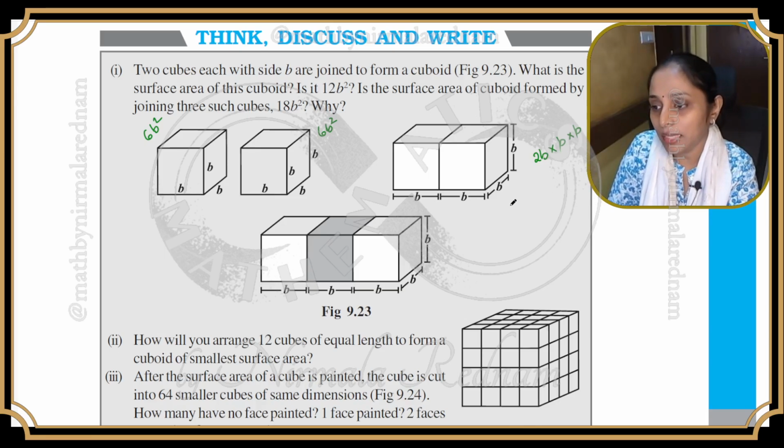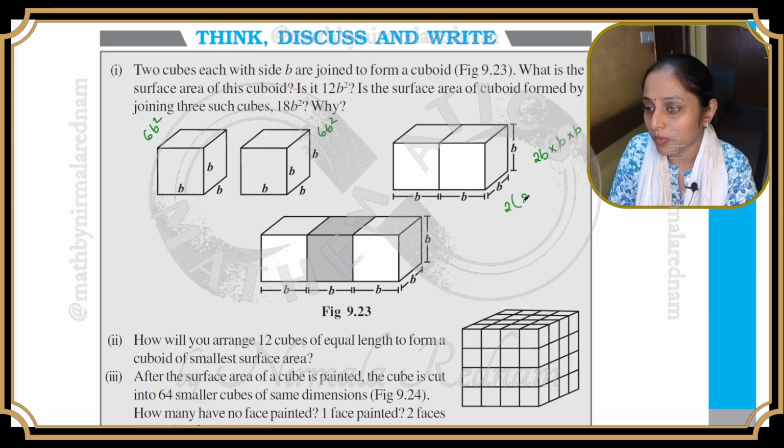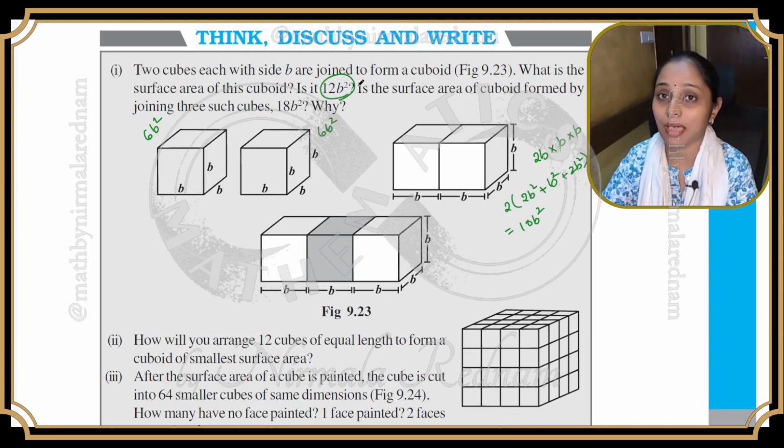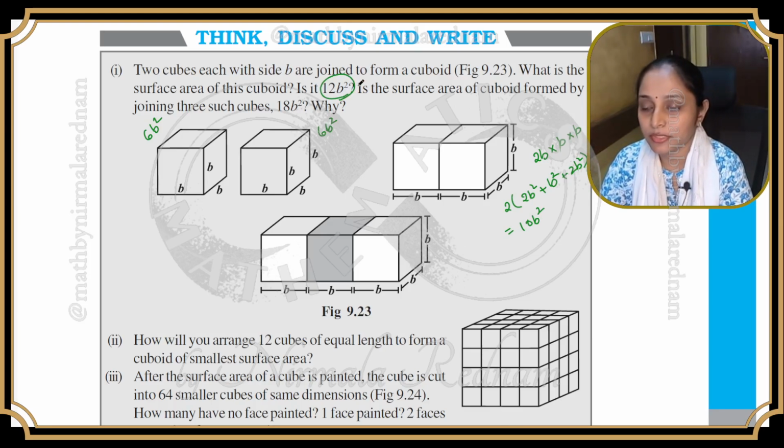So if you look at the total surface area, if you use the formula, you have 2B square here, LB, BH is B square and LH is again 2B square. If you simplify this, I have 2 plus 2, 4 plus 1, 5 into 2, 10B square. So you can see that it's not actually 12B square. It's not simply the sum of the surface areas of the two cubes which were used to form the cuboid.